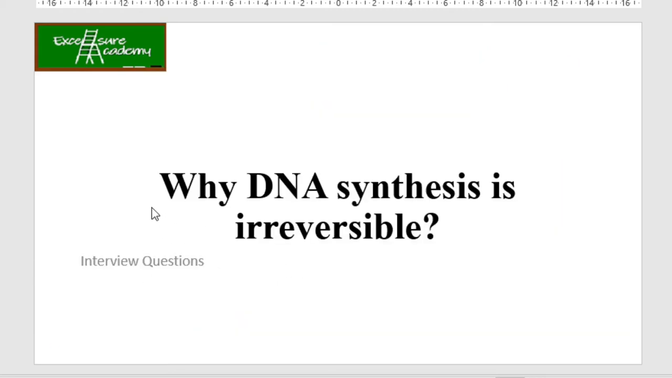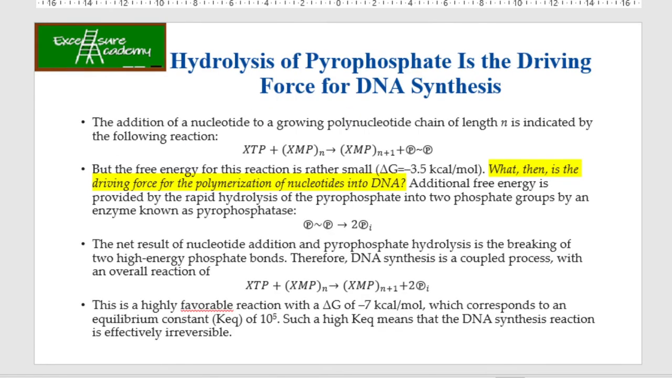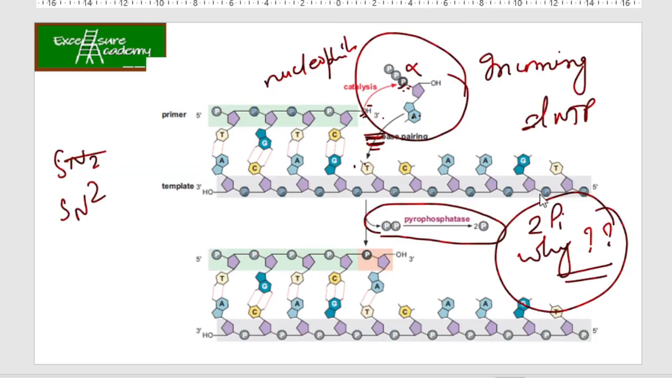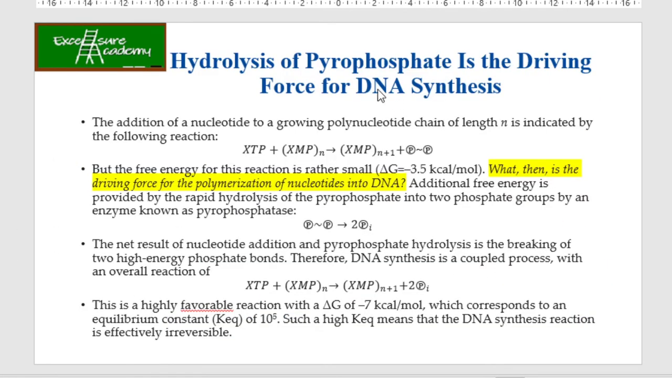Okay, so now DNA synthesis is irreversible. Now, why is it irreversible? What does it mean? It means you can break down the DNA into components, but you cannot make the synthesized DNA go back. Okay, so that reaction is not possible. It is irreversible. Okay. Now, why? So, as I mentioned, why this pyrophosphatase activity was important, this is what we are going to discuss now. So, it is the hydrolysis of pyrophosphate which is the driving force of DNA synthesis. What does that mean?